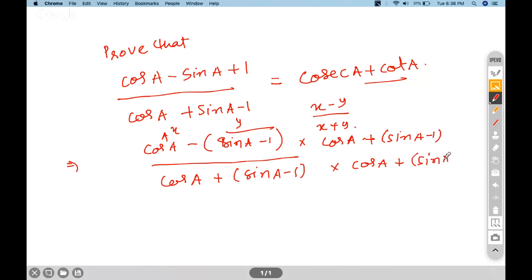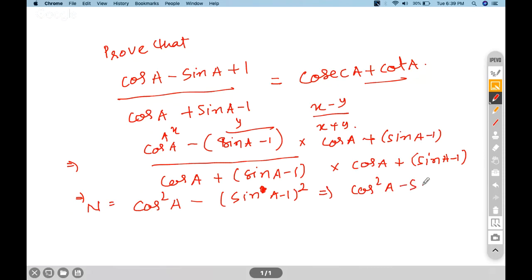There are 2-3 methods to solve this question, so don't think that this is the only method. I'm taking the most obvious method by which most of you will start attempting it. So this will become nothing but a square minus b square. So this will become cos square A minus the whole square of sine A minus 1. Let me solve this numerator first and then I'll go to denominator. This is nothing but cos square A minus sine square A, plus 1, so this will come out to be minus 1, and minus 2 sine A, so that will become plus 2 sine A.